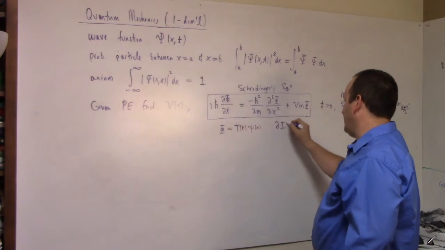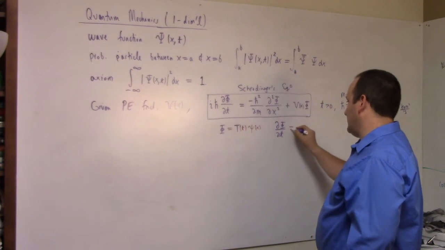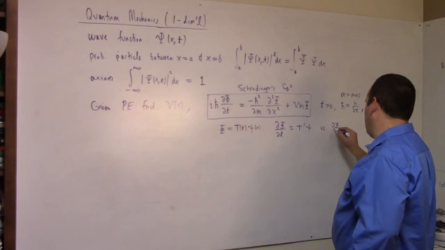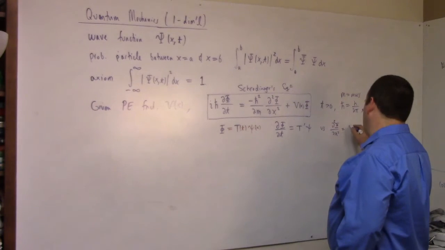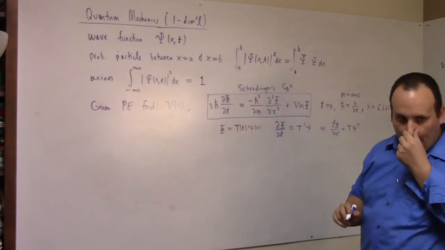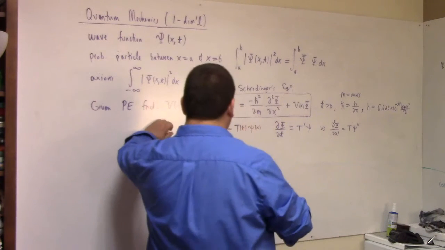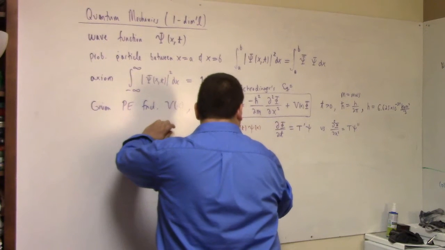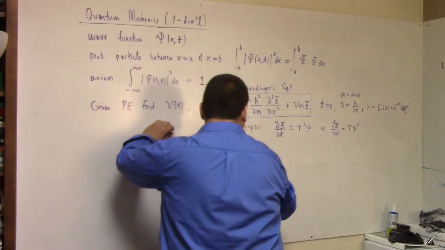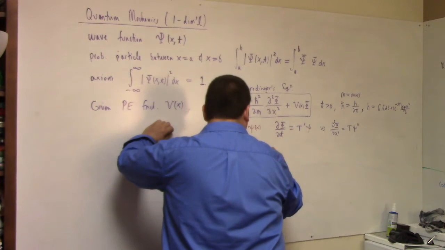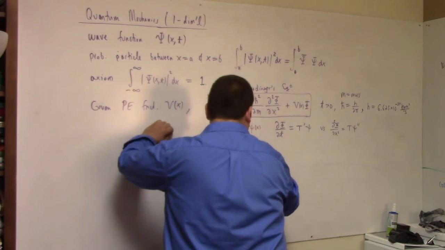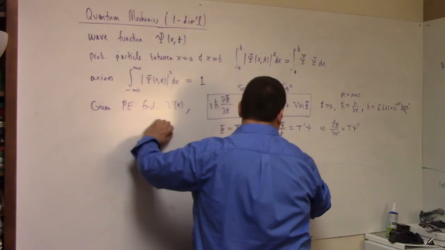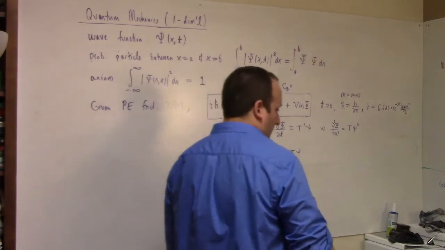So partial phi, partial t is what? It's T prime psi. Versus partial squared phi, partial x squared, is what? It's T psi prime prime, right? And so what you've got is i h bar T prime psi equals minus h bar squared over 2m T psi prime prime plus V times T psi, right? And I think you know what we're going to do.